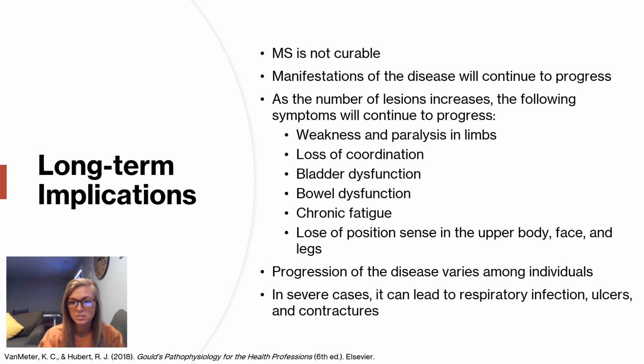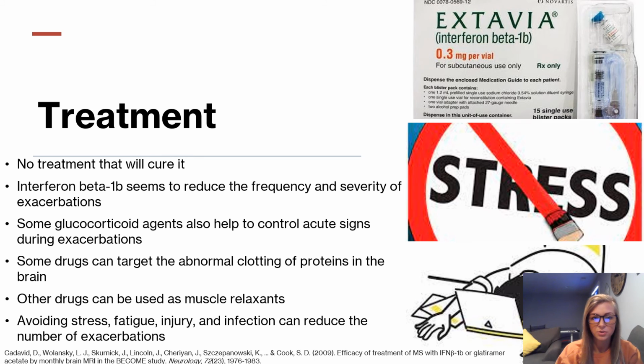And then the progression of the disease really varies among individuals, but in severe cases it can lead to respiratory infection, ulcers, and even contractures. So it is important that it is taken care of as much as it can be. There is also no treatment that will cure it. Some medicines, such as interferon beta-1b, seem to reduce the frequency and the severity of these exacerbations. Some glucocorticoid agents also help to control the acute signs during a time of relapse. And then some other drugs can also be given to target abnormal clotting of proteins in the brain or other complications that can develop as well.